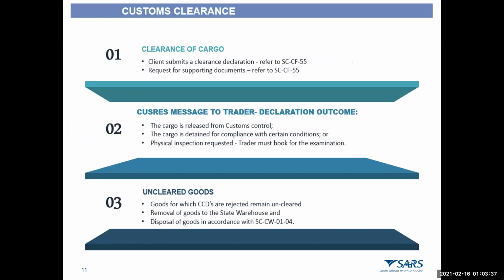So for the clearance of cargo, there is a form called SC Form 55. These are just the forms that clarify the process you need to follow. It is in our systems, and I felt I won't be in a position just to take you through that. We also say if we request supporting documents, there is a form that indicates what type of requirements, what type of supporting documents customs or SARS needs should they request supporting documents.